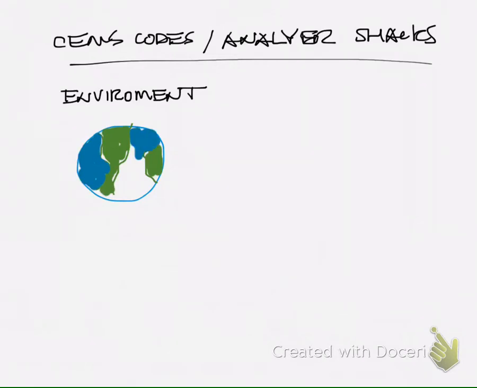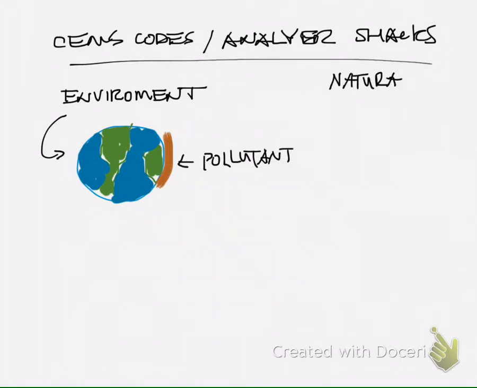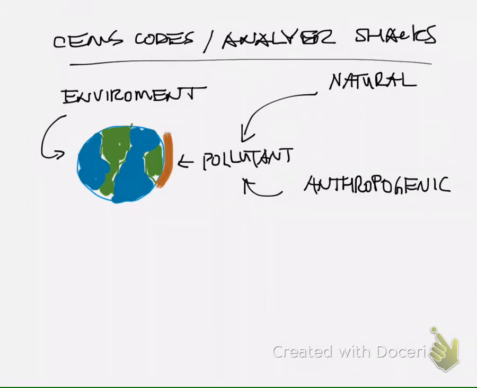related to this is we need to talk about the environment, and what the environment essentially is, is basically everything that humans are exposed to. So in this case, environment is going to be the planet Earth. And the next item that we need to talk about is what a pollutant is, and there's two types of pollutants. There's natural pollutants and there's anthropogenic pollutants.